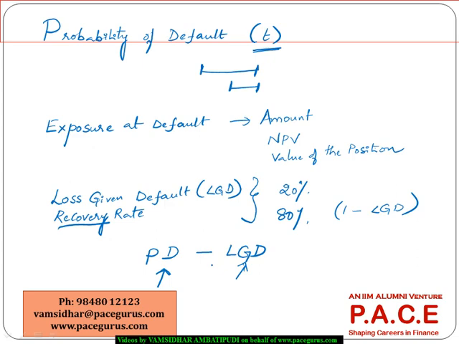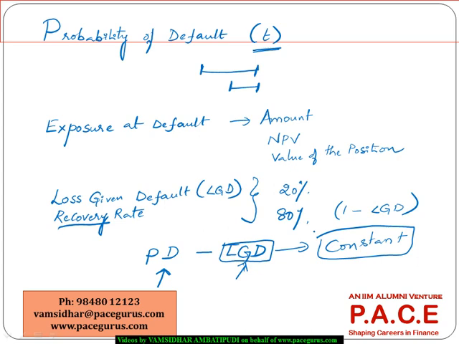But in general, what we see is in most of the applications, they set some target values for this loss given default and try to treat it as a constant itself. So that way the modeling process becomes much simpler. Whereas in the real world there could be a lot of interaction, a lot of correlation that could exist between the probability of default and the loss given default.